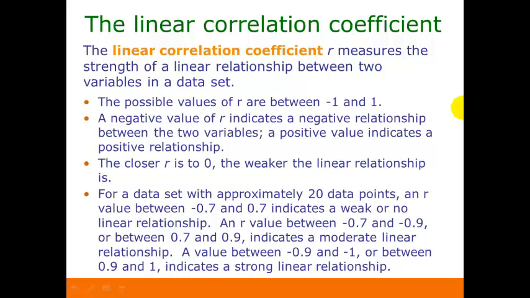To get an idea of how R helps us determine the strength of the relationship, we can look at R values for a data set with approximately 20 data points. So for a data set like this, an R value between -0.7 and +0.7 indicates a weak relationship or no linear relationship. An R value between -0.7 and -0.9, or between 0.7 and 0.9, indicates a moderate linear relationship. And a value between -0.9 and -1, or between 0.9 and 1, indicates a strong linear relationship. And again, the closer R is to either -1 or +1, the stronger the relationship is.